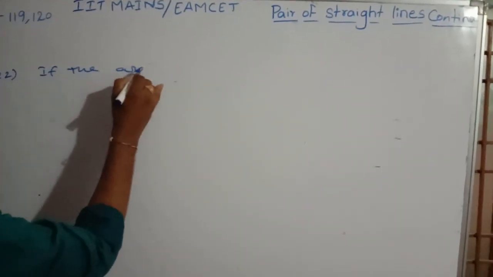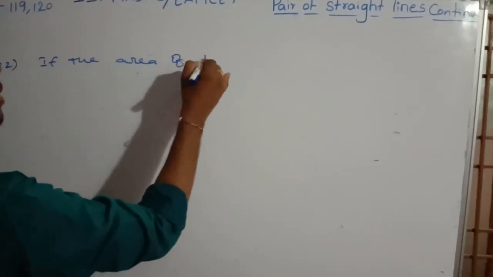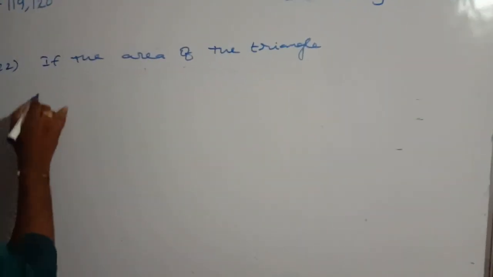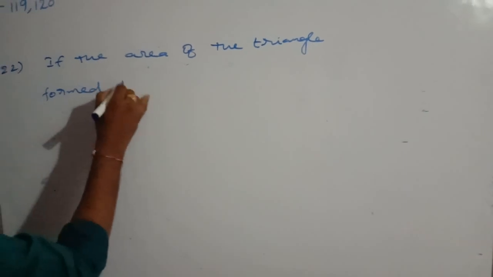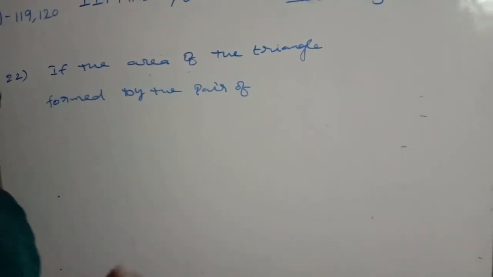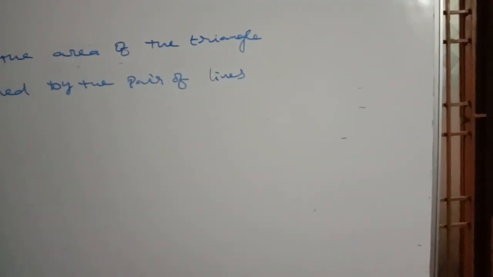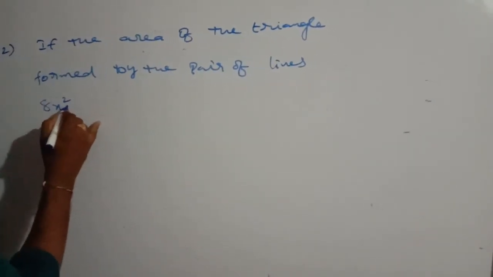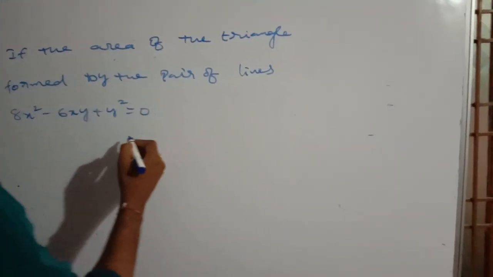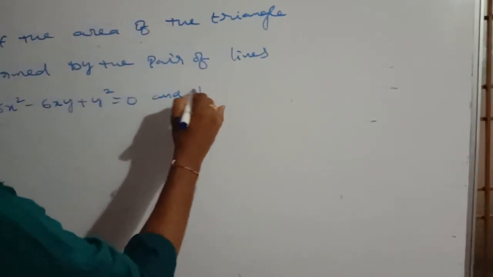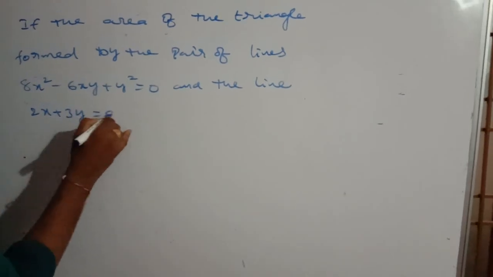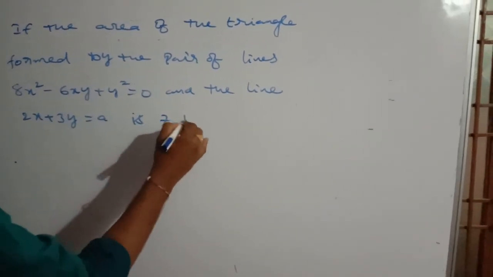If the area of the triangle formed by the pair of lines 8x square minus 6xy plus y square is equal to 0, and the line 2x plus 3y is equal to a is 7, then a is equal to.